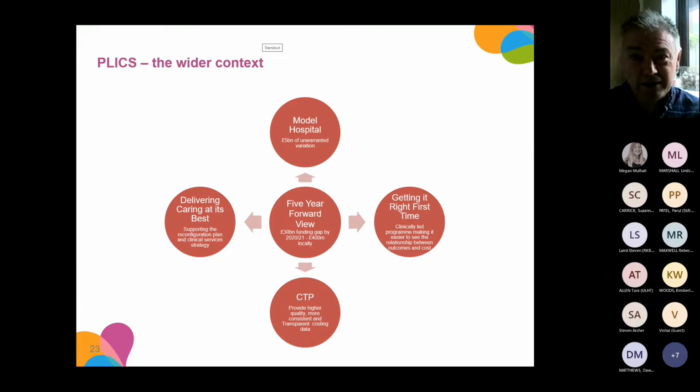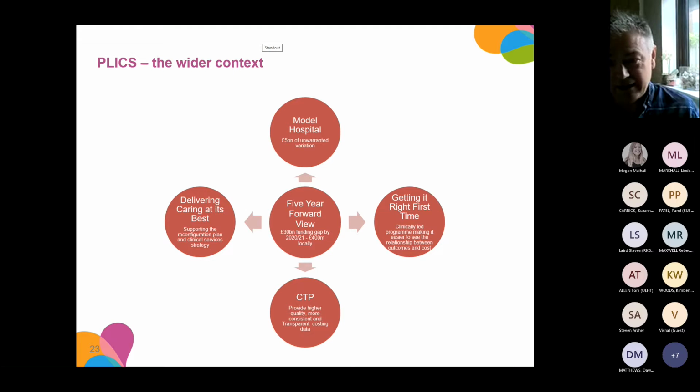The PLICS, the wider context, those few slides were just some examples of what we're doing with PLICS, but I don't know whether a lot of you might have heard of Model Hospital, which is a national portal that you can all access. The Model Hospital basically is a big benchmarking tool. It shows there's £5 billion worth of unwarranted variation. There's a 5-year forward view that says there's a £30 billion funding gap.